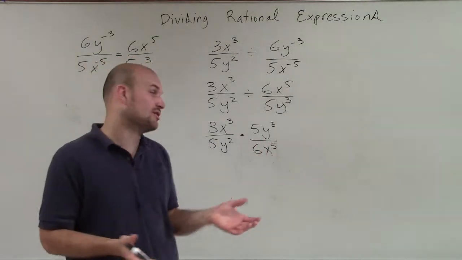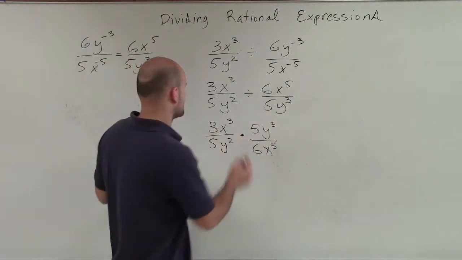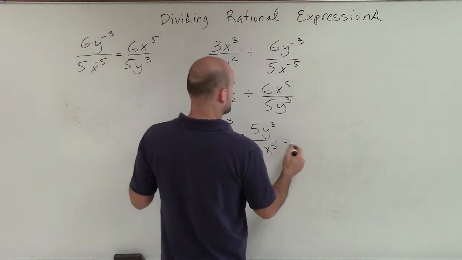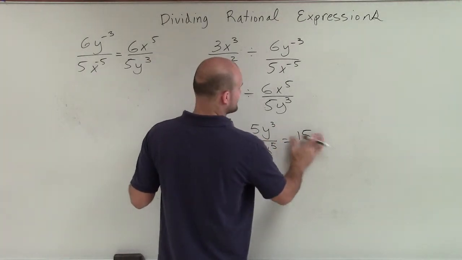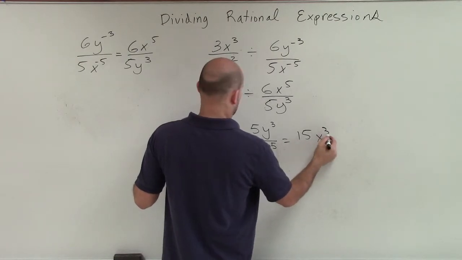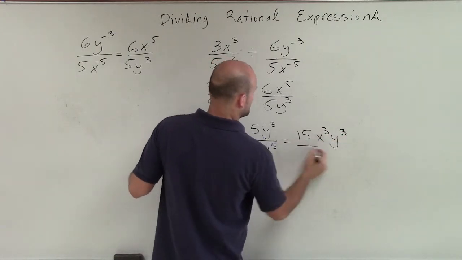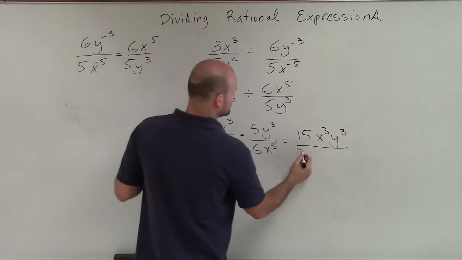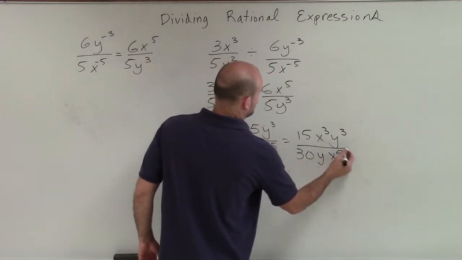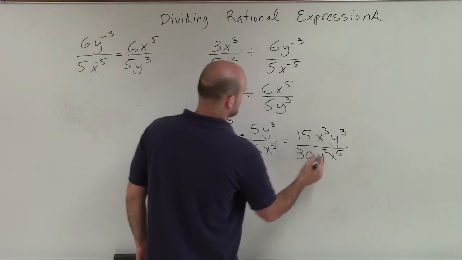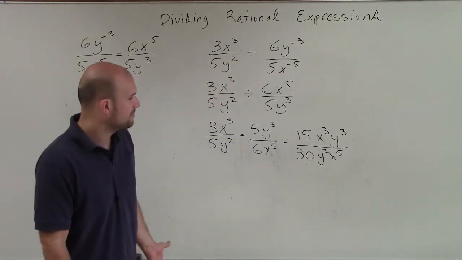Now, as it's written as a multiplication problem, I can just multiply across. So 3 times 5 is going to equal 15. x cubed times y cubed, they don't have the same base, so I cannot combine them. 5 times 6 is going to be 30, and then y squared, x to the fifth.